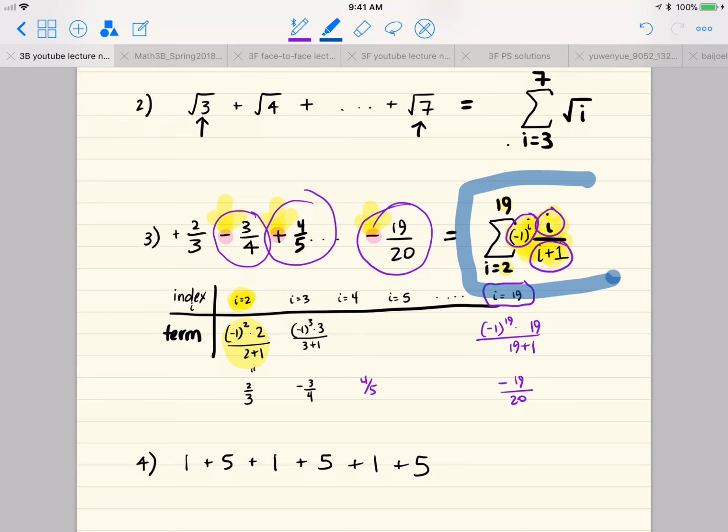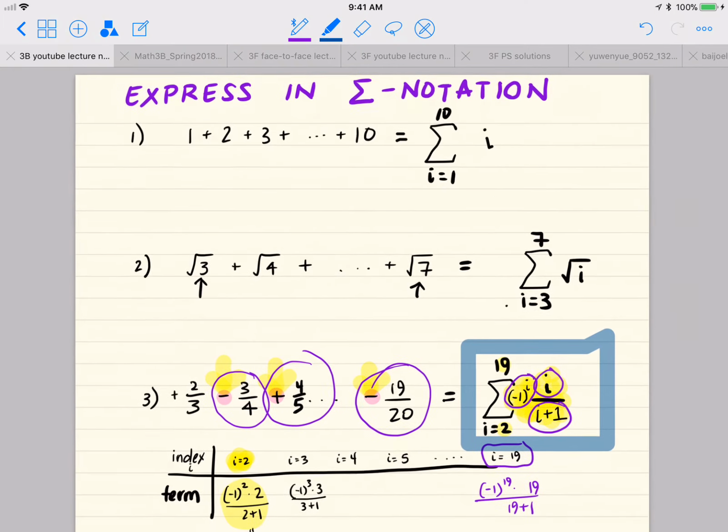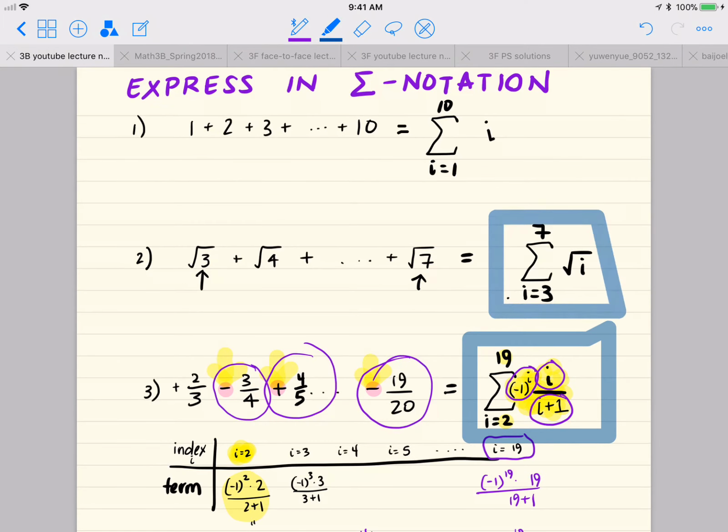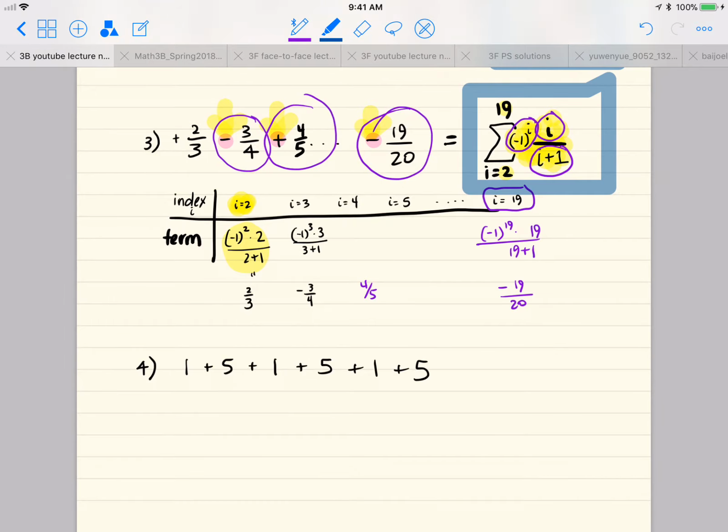I want to emphasize that I'm just giving one solution. There are infinitely many possible solutions, because there are so many different ways to use sigma notation, due to the properties that tell us when different expressions are equivalent.